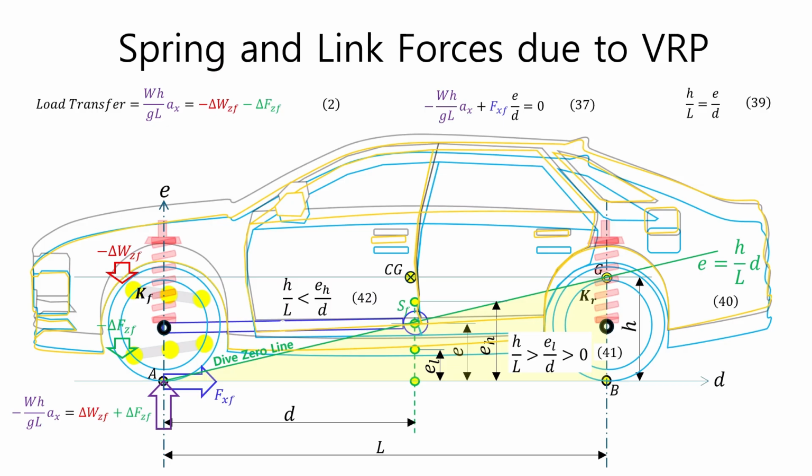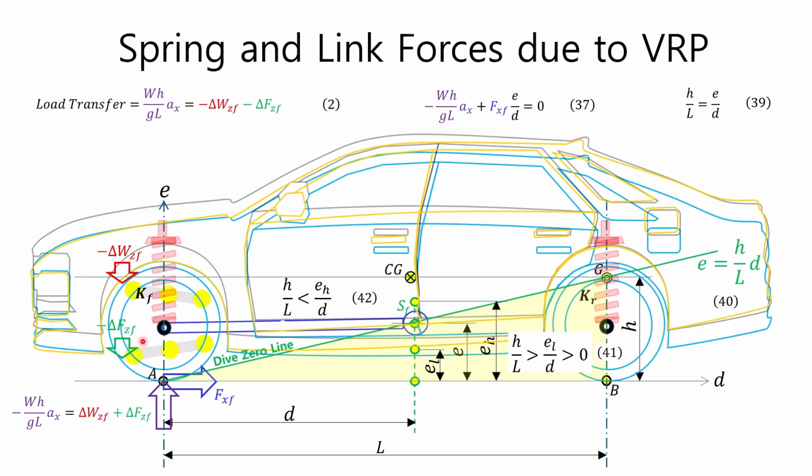Let us examine how two kinds of forces transmitted through the spring and link change based on absolute values depending on the location of the virtual reaction point. Raising the virtual reaction point, SF, reduces the vertical dynamic load through the spring, delta WZF, while increasing the vertical dynamic load through the suspension links, delta FZF.